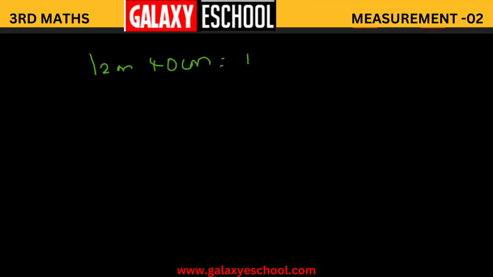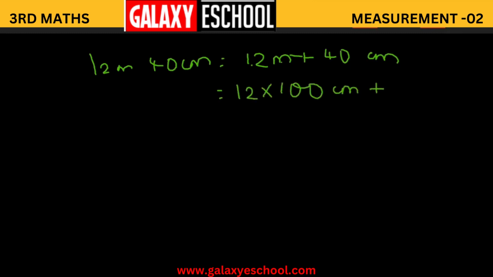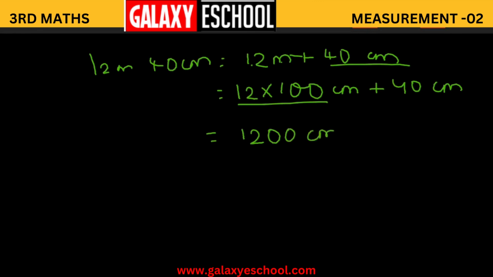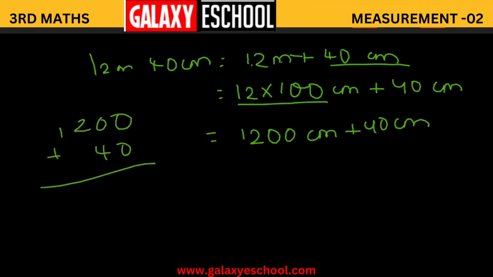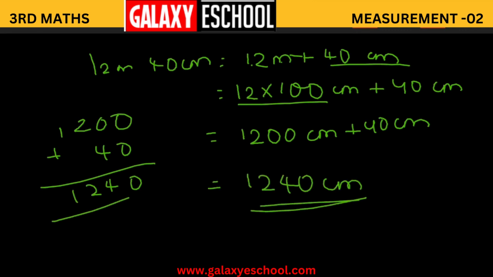What should we do? It is nothing but 12 meters plus 40 centimeters. Now how will you convert these meters into centimeters? 12 into 100 centimeters plus our 40 centimeters as it is. 12 into 100 is 1200 centimeters plus 40 centimeters. So 1200 plus 40, 1240 centimeters is our answer.